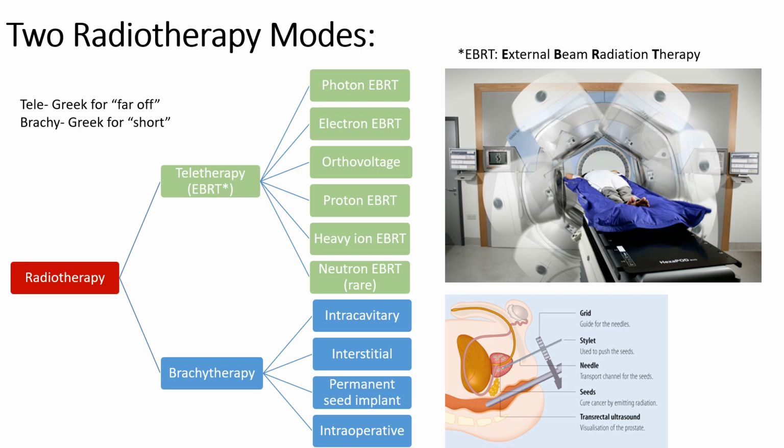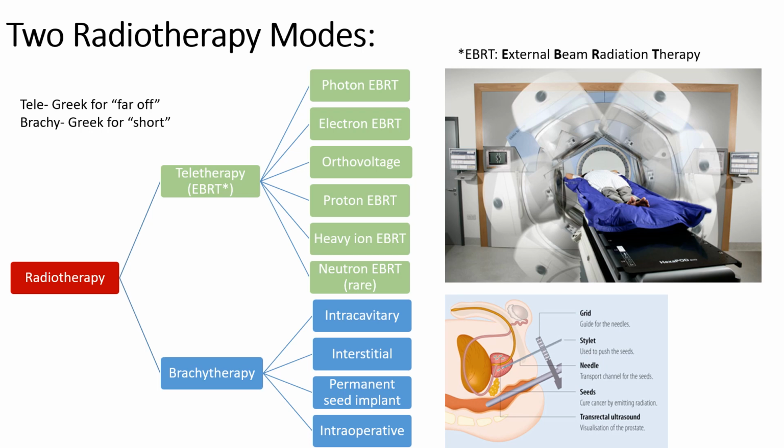Electrons are typically used for more superficial treatments. Orthovoltage, not used as commonly anymore, but also kind of a superficial treatment. Protons are becoming more common and have some unique advantages. Heavy ion external beam is similar to protons, but maybe less common and maybe has some other subtle advantages, disadvantages. And then there's neutrons as well, but that's a very rare type of treatment.